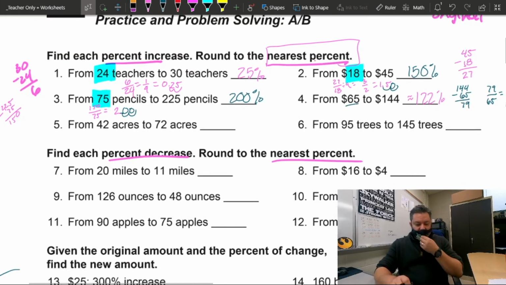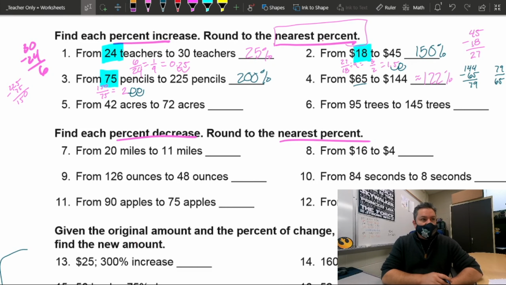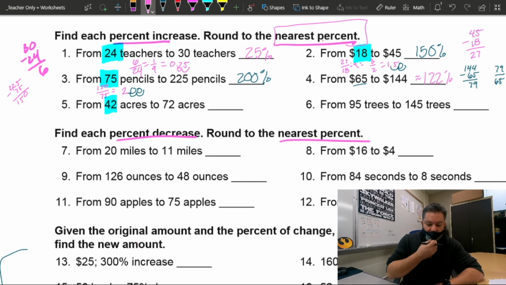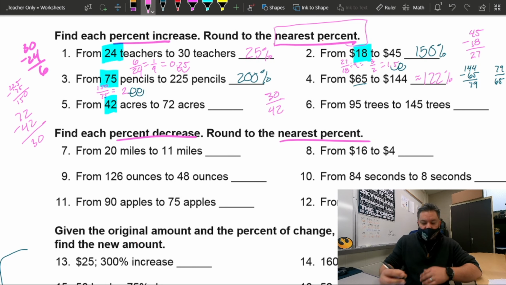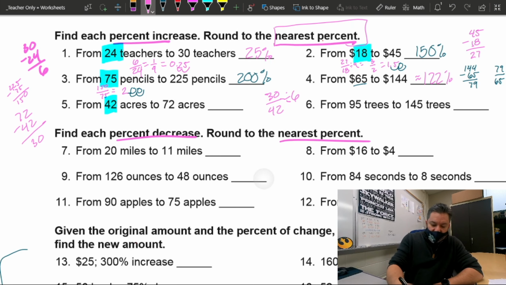Number 5. Which one is my original? 42. Very good. Keep that in mind because that's the number that's going to go on the bottom, okay? So, first of all, subtract 72 minus 42. What do you get? 30. Now you're going to divide 30 by 42. And I know I can simplify this, at least by 6. Right? 30 divided by 6 is 5, and 42 divided by 6 is 7.